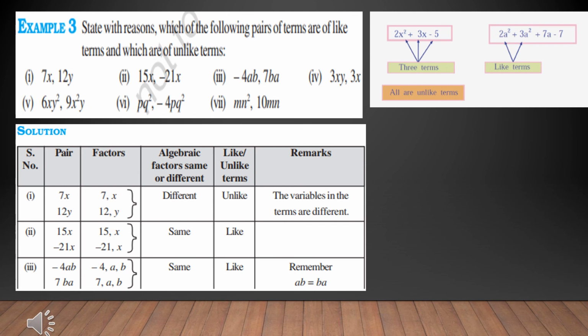The second question, 15x and negative 21x. The algebraic factor of the first term is x and of the second term is also x. Therefore, the algebraic factors are the same. Therefore, they are like terms. Third question, negative 4ab and 7ba. The algebraic factors are a and b, and in the second, b and a. Therefore, the algebraic factors are the same, and they are like terms. Similarly, you can try the remaining questions yourself.